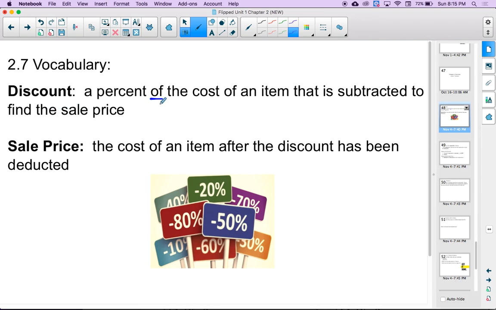Discount is a percent of the cost of an item that is subtracted to find the sale price. Again, we see that we're taking a percent of a number, so we know we're going to be doing some multiplying here. The sale price, that's another store term, another word we want to know. Sale price is the cost of an item after the discount has been taken off or deducted. So this is the price once it has been lowered. Discount is the amount that we take off. Sale price is the amount after we do that subtraction.